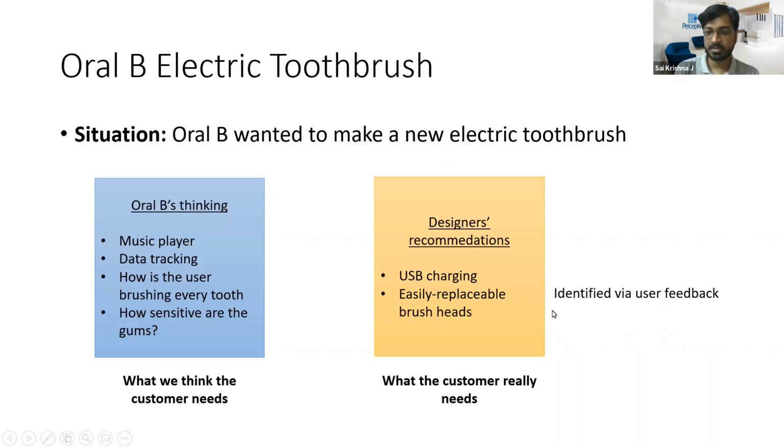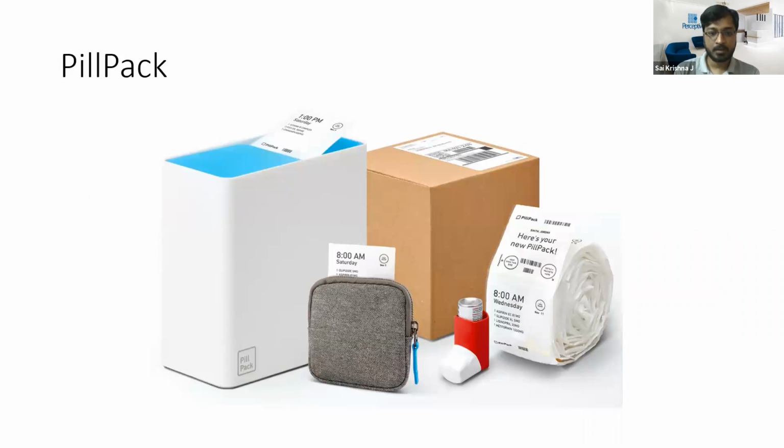These points they identified via user surveys and focus groups and feedback. And this is what the customer really needs. So we think the customer needs something, but in reality the customer needs something else. This gap we can bridge only when we put ourselves in the shoes of the customer and look at the problem from their perspective, and then understand how best we can go about solving that problem. So this is one example, and there was another example that I came across which I found interesting.